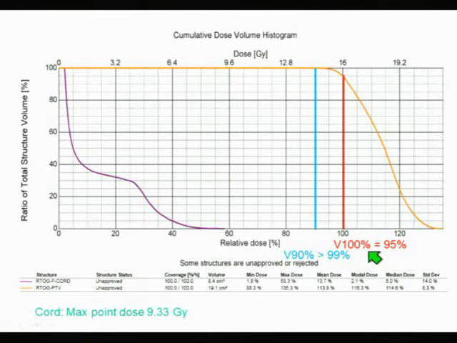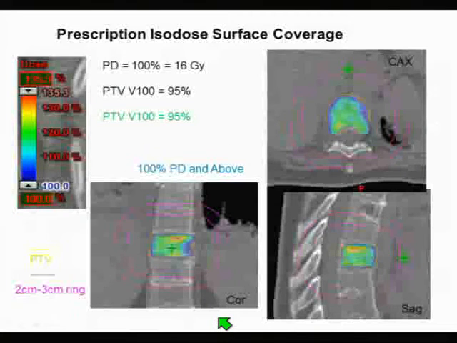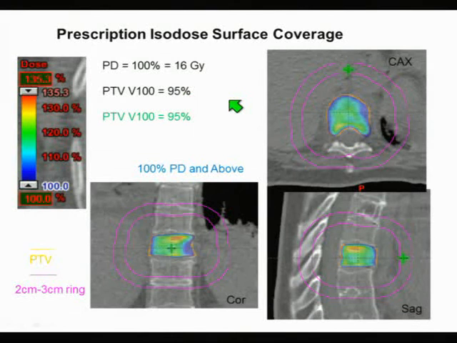So the volume at full dose should be covering at least 95% of the PTV. 90% of the prescription dose should cover more than 99% of the PTV. And you've got a cord constraint. Here, this cord dose is 9.33. So let's examine all these items one by one.